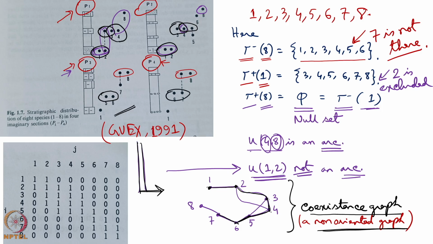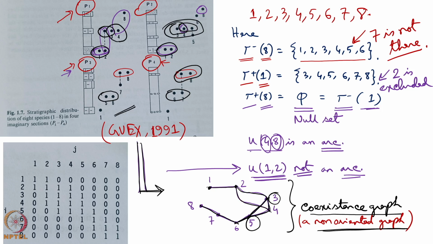6 and 7 coexisted here, and 7 and 8 coexisted. Where is that? This is the one where 7 and 8 coexisted. In addition, 3 and 5 coexisted. Where is that? Here 3 and 5 coexisted. So, this edge is drawn, and 2 and 4 also coexisted.